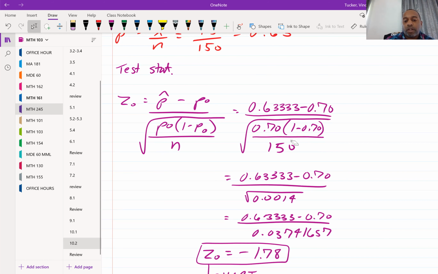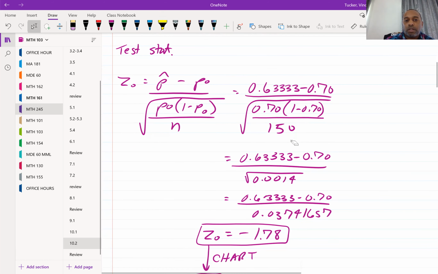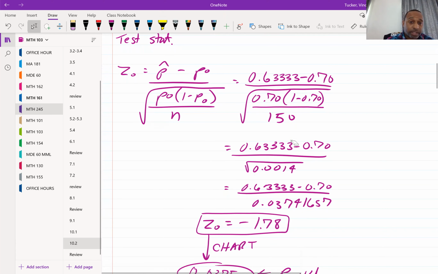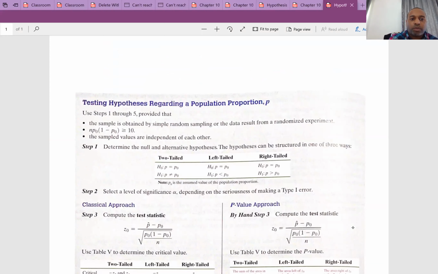All right, so I got negative 1.78. So everybody good? And notice that's Z naught, so that's a Z score. And that means we can go to the chart. And I didn't point this out. Let me point this out real quick.